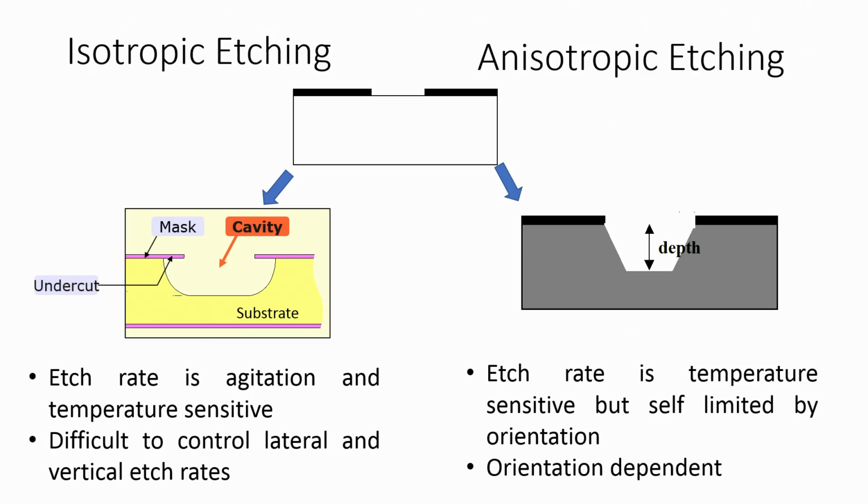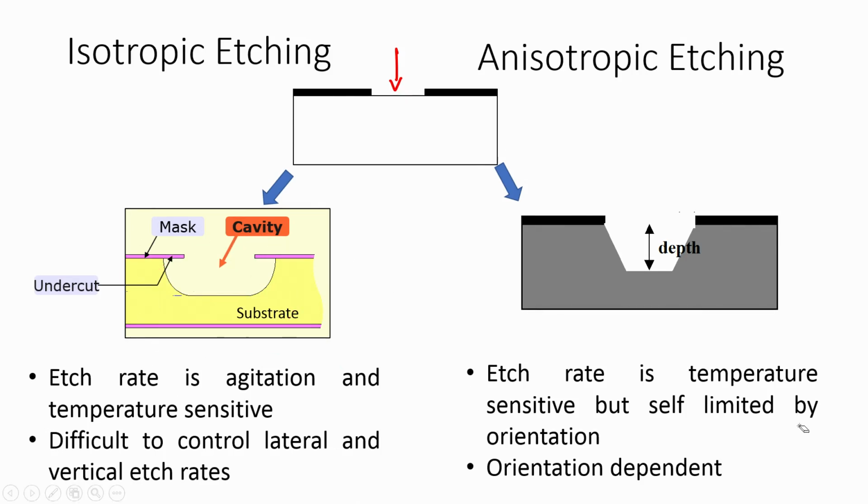One of the big problems in isotropic etching is the undercut problem. You can see here isotropic etching and anisotropic etching. If this is the window we want to etch, then the etch rate is agitation and temperature sensitive, and depending on the chemical, it is difficult to control the lateral and vertical etch rates.